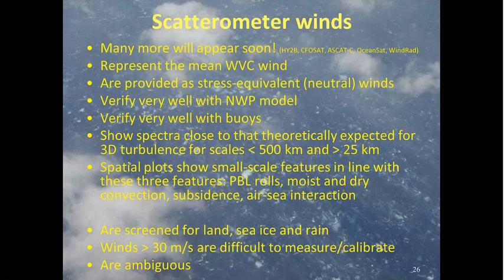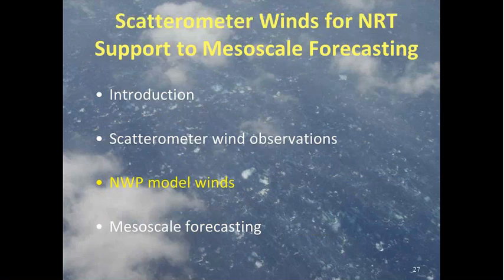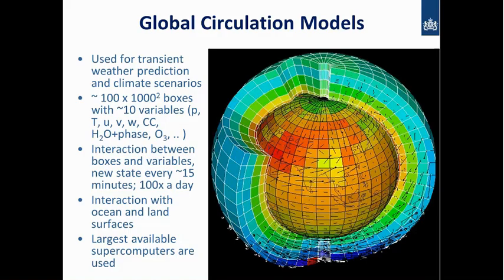So now let's look at model winds. Of course, the global circulation models are improving all the time, as I mentioned. We have a lot of boxes, and for these boxes we need initial data to initialize the state variables in these boxes. And of course we could use winds for that.